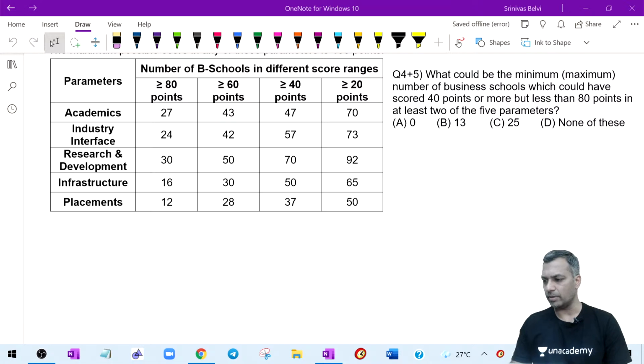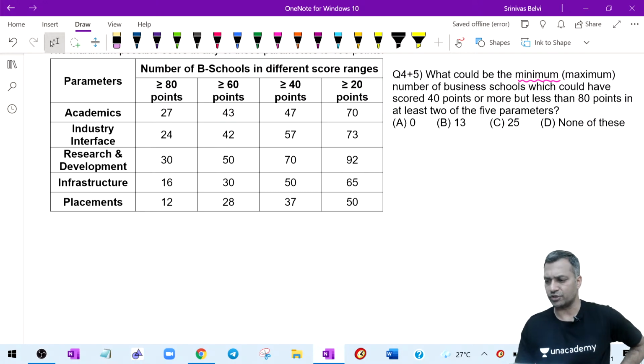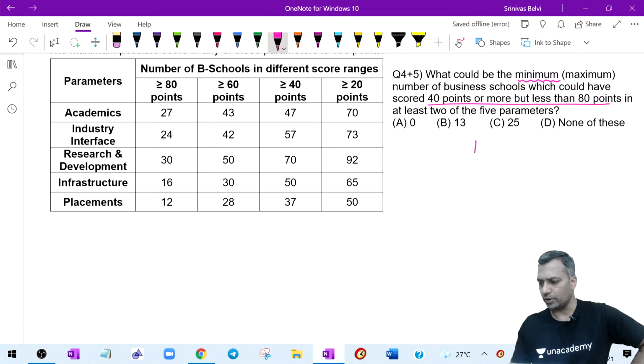Yeah, let's answer the minimum. Put in the answer for the minimum. What could be the minimum number of business schools which could have scored 40 points or more, but less than 80 points in at least two of the five parameters? First, let's identify the B schools between 40 and 80 points.